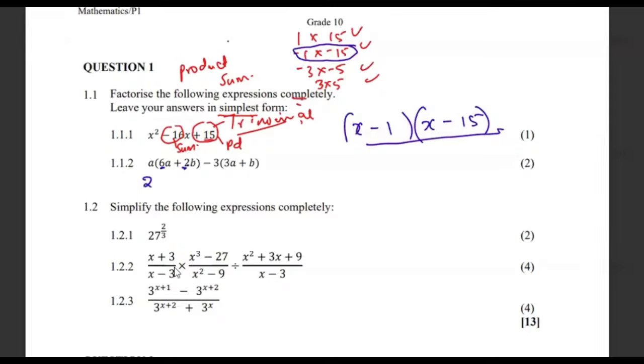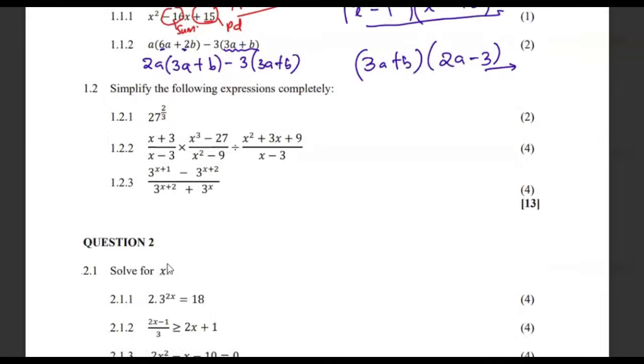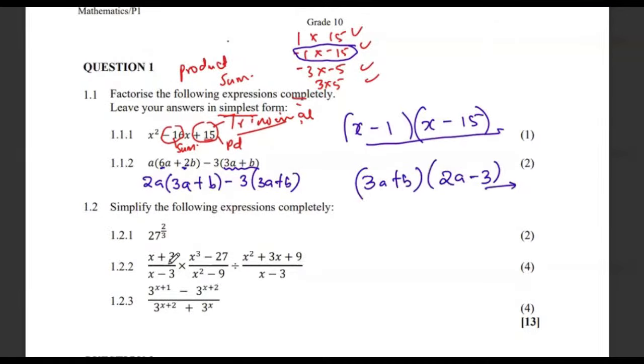So we're going to have 2a into 3a plus b, minus 3 into 3a plus b. The aim is to create the same bracket as this one. Okay, and then we have it. So let's take out that same bracket, which is 3a plus b into 2a minus 3. And then that becomes our answer as well. And then 1.2, simplify. Now there's a difference between factorizing and then simplifying.